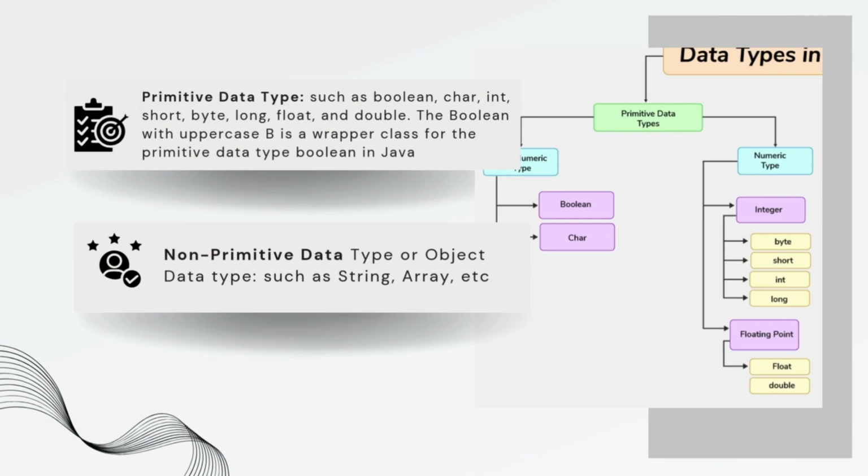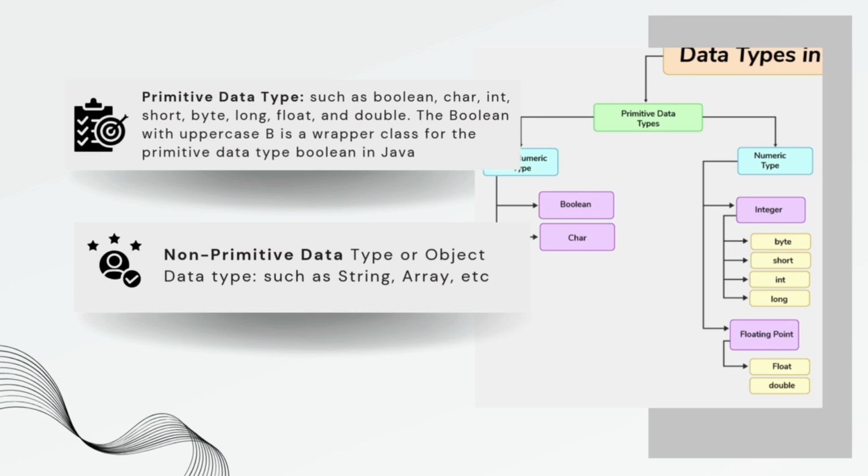And the second one is non-primitive data types, also known as reference types. These are not predefined in Java like primitive data types. Instead, they refer to objects and can store data in the form of complex structures. Commonly, non-primitive data types are things like strings, arrays, classes, objects, and interfaces, etc.